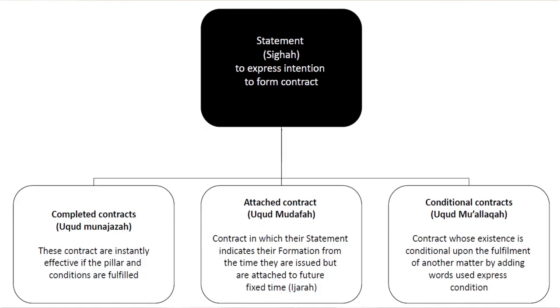And the other one is a conditional contract, or عقود معلقة, whereby the contract is built upon one condition. If the condition is fulfilled, the contract will take its effects. If the condition is not fulfilled, then basically the contract will be pending. So this is the classification from the angle of the statement.